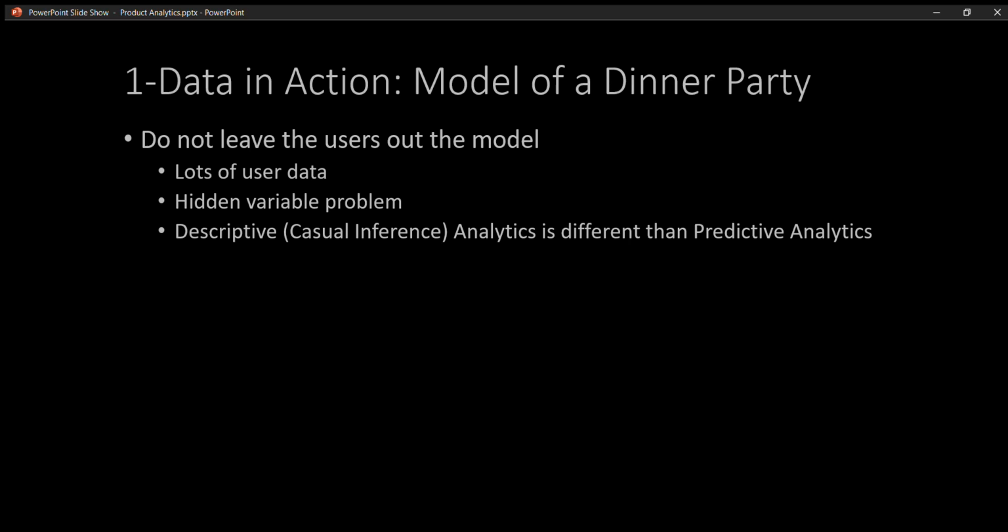Let me give an example. Let's say there's a product, and the users are coming from two sites. Let's say 50 users are coming from Google and 50 users are coming from Yahoo, right? And what we see is that people who are coming from Google are buying at a higher rate than people who are coming from Yahoo. Okay, so that's good.